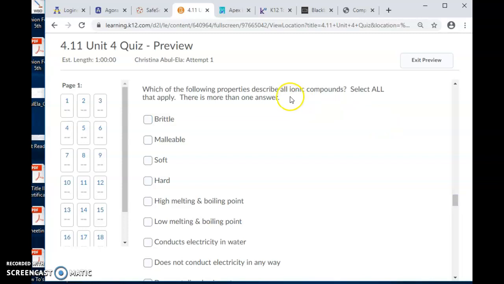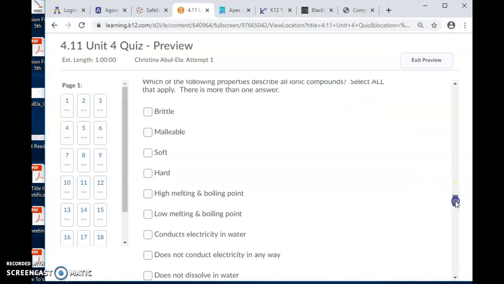Again, we are choosing all of the properties that describe an ionic compound. There is definitely more than one answer.